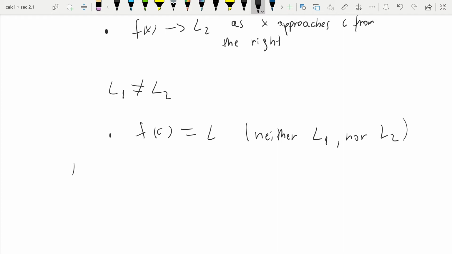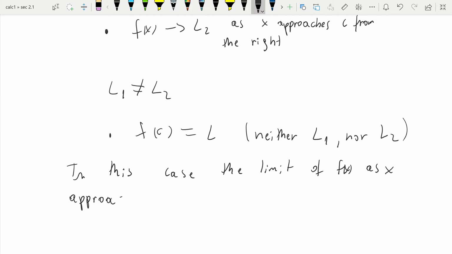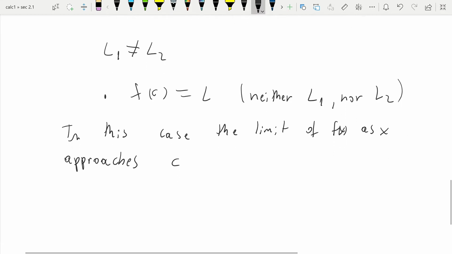So in this case, the limit of f of x as x approaches c does not exist.